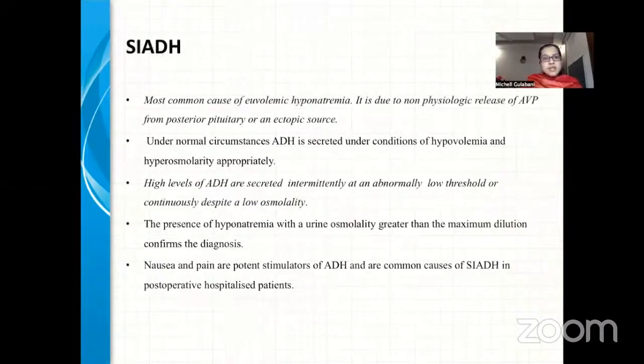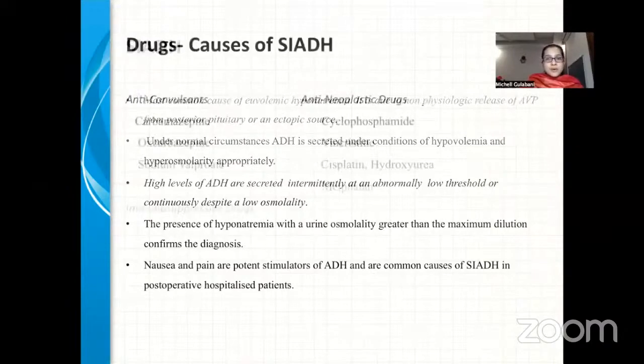So a word about SIADH. It's the most common cause of euvolemic hyponatremia and due to non-physiological release of AVP from the posterior pituitary or an ectopic source. So high levels of ADH are secreted intermittently at an abnormally low threshold or continuously despite low osmolality. So nausea and pain are potent stimuli for ADH and are a common cause of SIADH in post-operative hospitalized patients.